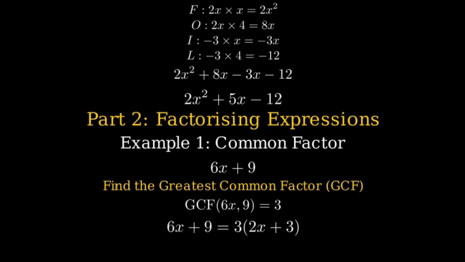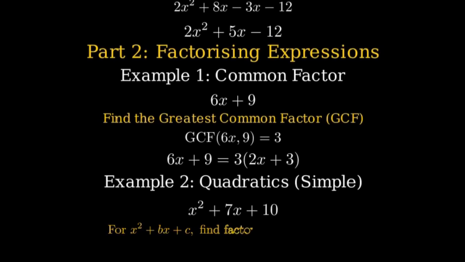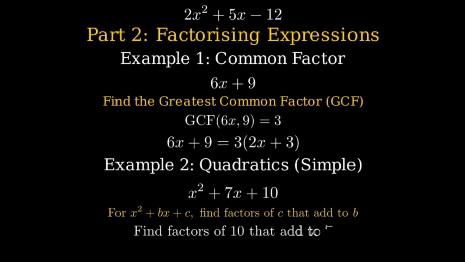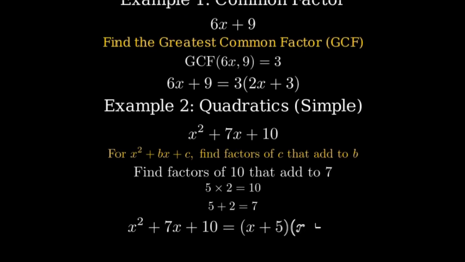Now, let's factorize a simple quadratic expression. We have x squared plus 7x plus 10. For quadratics in the form x squared plus bx plus c, we need to find 2 numbers that multiply to give c and add to give b. So, we need 2 numbers that multiply to give 10 and add to give 7. These numbers are 5 and 2, since 5 times 2 equals 10 and 5 plus 2 equals 7. So, x squared plus 7x plus 10 can be factorized as (x plus 5) times (x plus 2).